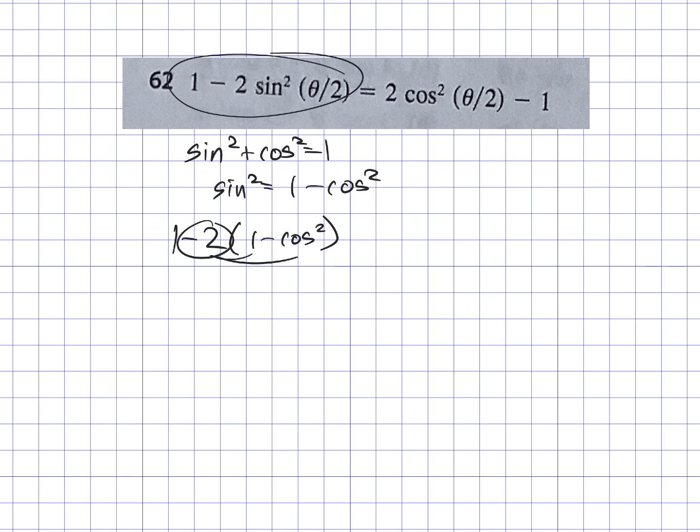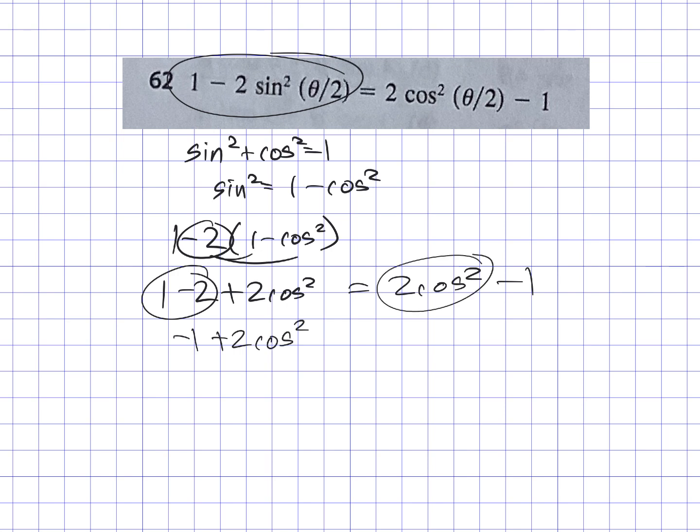Distribute the negative with it. So 1 minus 2 plus 2 cosine squared is equal to 2 cosine squared minus 1 on the right side. 1 minus 2 is negative 1. Okay, so here we have 2 cosine squared and 2 cosine squared. Aren't these the same? This is a negative 1, next to negative 1. So yeah, that's the same. So we just rearrange these to put the positive 1 first, and they match.